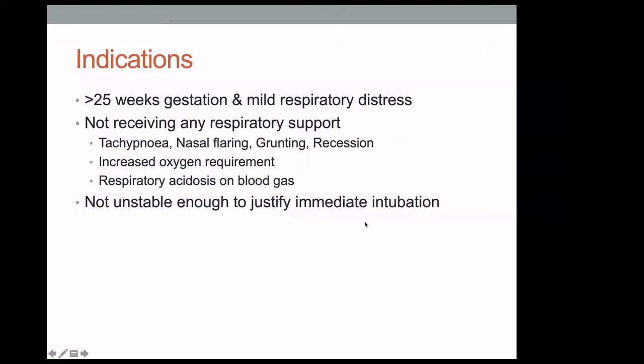So the main indications are primarily in the preterm infant who's above 25 weeks gestation, who may be suffering from respiratory distress. And the signs of this, which we all know about, are a fast breathing rate, nasal flaring, grunting or recession, an oxygen requirement, which may be creeping up, or some mild respiratory acidosis on the blood gas. However, the clinical signs and the blood gas picture would probably be on the milder spectrum. And if you had a significantly unwell infant, you would definitely need to intubate them.